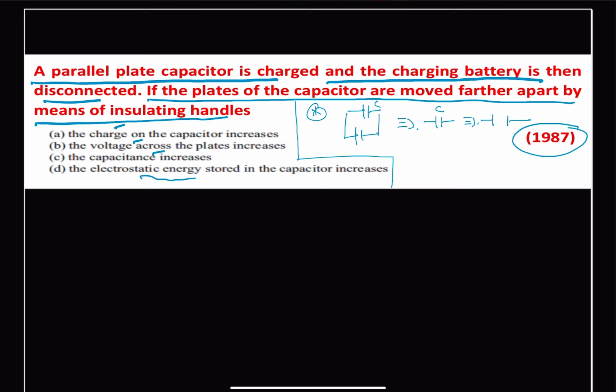Okay. And after the battery is removed, let us suppose this is the voltage V, the charge on the capacitor is going to remain constant. That will be our Q. Okay. And if A is the area and D is the distance between the plates, therefore we can say that charge on the capacitor remains constant.